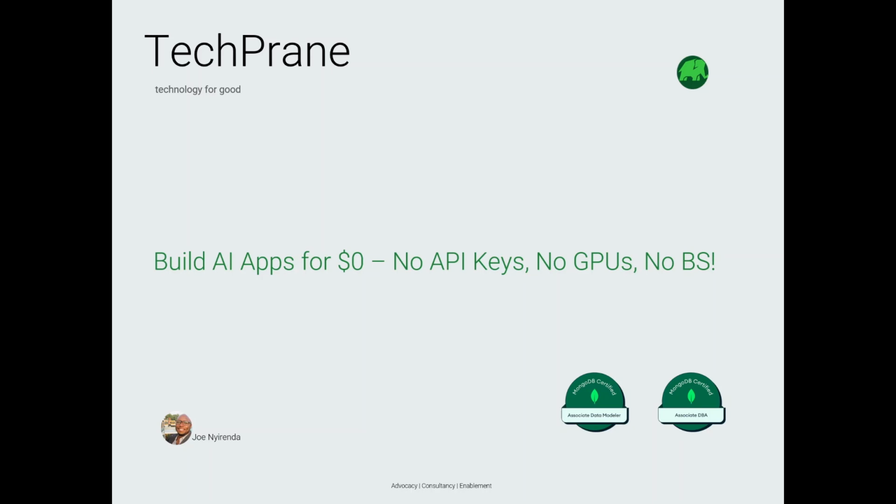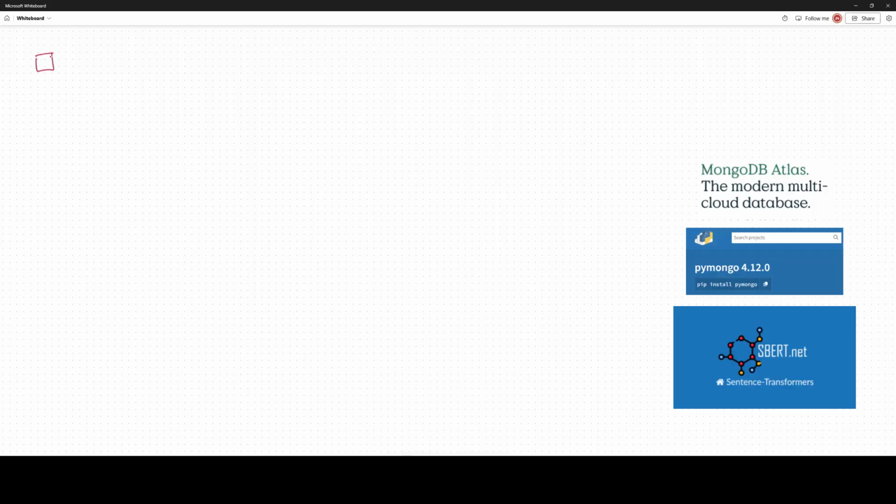Ever wanted to build something really smart, like a search engine that understands what people mean, or a chatbot that can actually hold a conversation? You don't need paid APIs or credit cards to get started. Today, I'm showing you how to build AI-powered apps using completely free tools. Yes, even the vector database and embedding model.